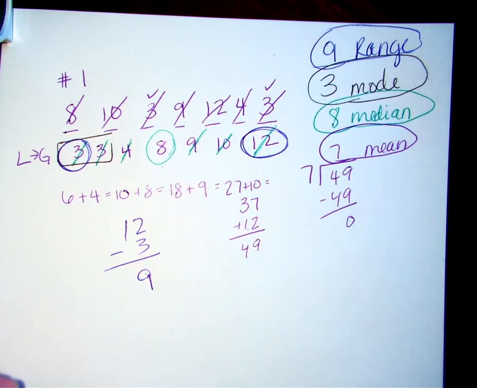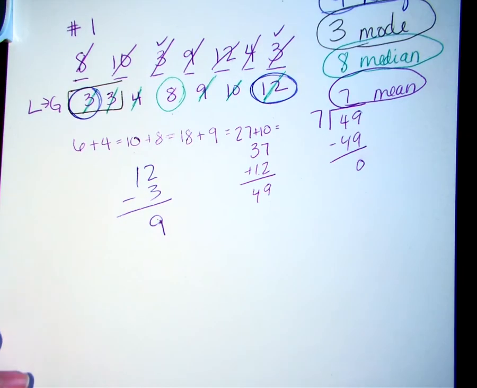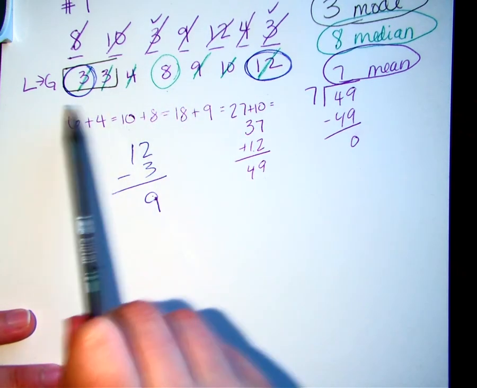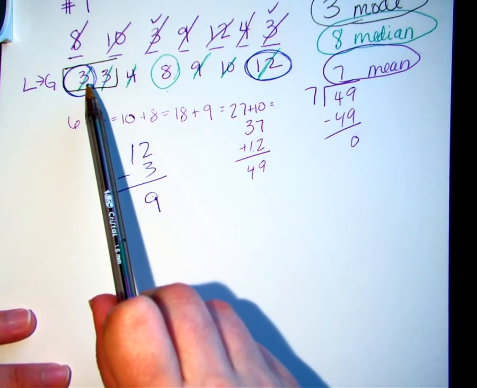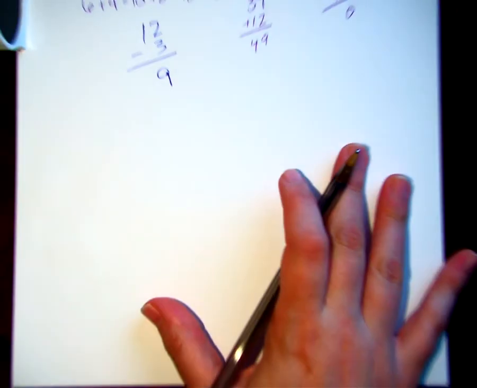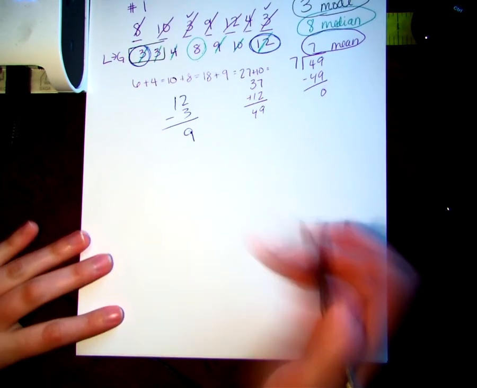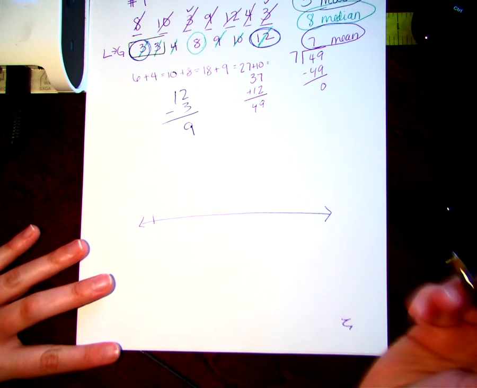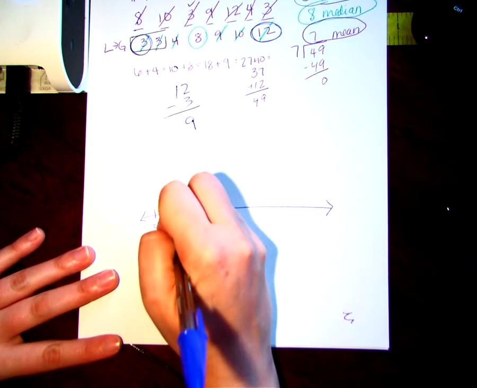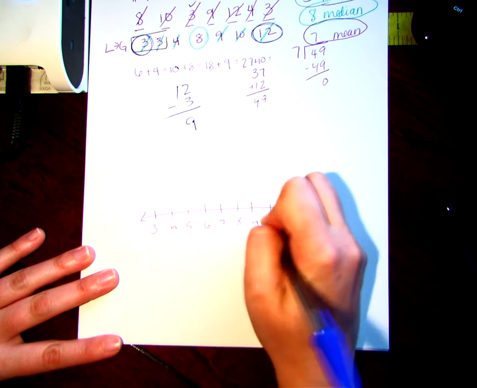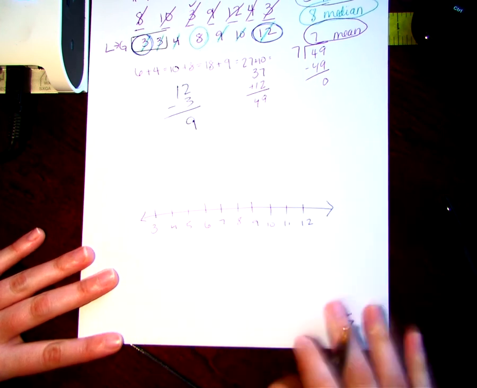Now, the last thing I'm going to do is create a dot plot based on this information, because that's one thing you're going to have to do in a few minutes. Using these numbers, especially when they're already in order for you, makes it easier. On my dot plot, I want to list from 3 all the way to 12. So I'm going to draw a number line from 3 to 12. You can do 1 to 12 if you want to. I'm just going to put 3, 4, 5, 6, 7, 8, 9, 10, 11, and 12.